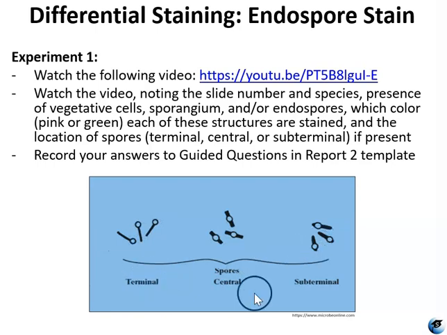You have terminal, you have central, and you have subterminal. It can often be very difficult to distinguish the difference between subterminal and terminal. You just have to look really, really closely to see if there's any sporangium left on the other side of the spore. That generally means that it is subterminal.